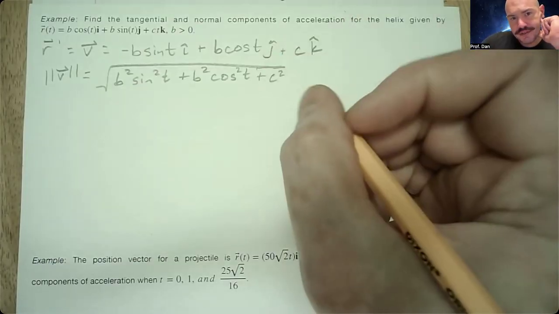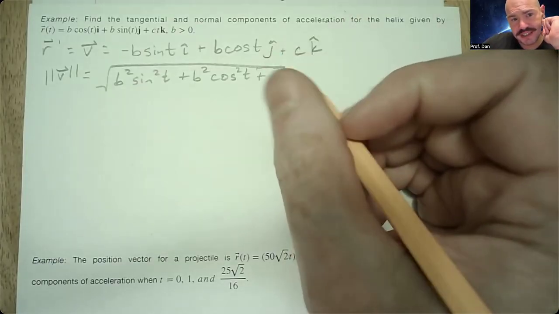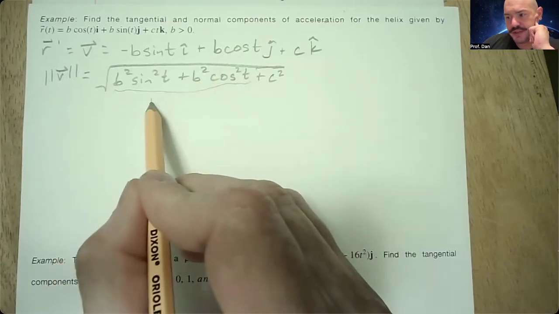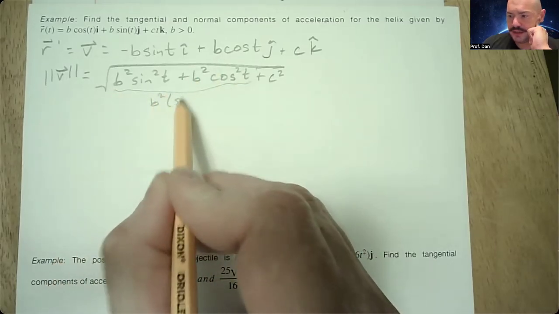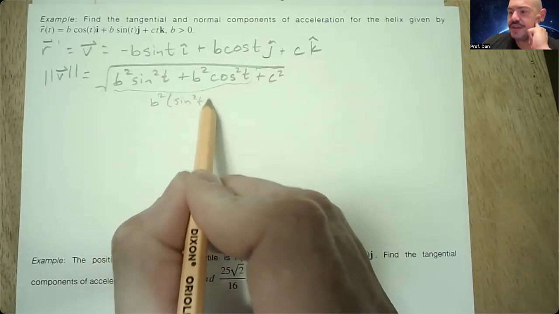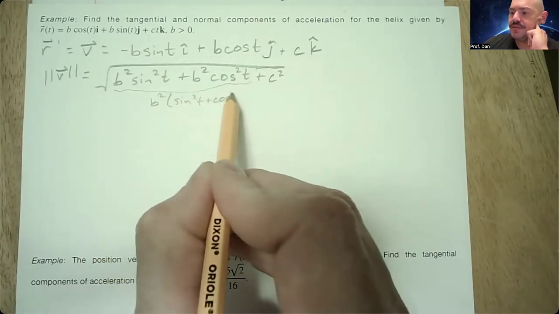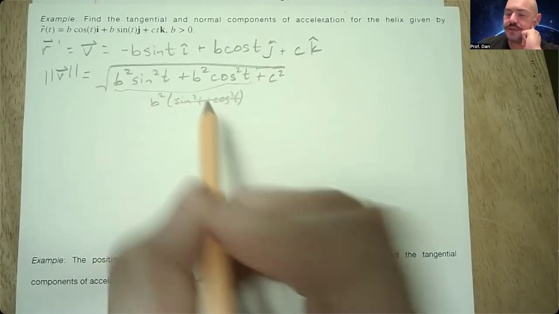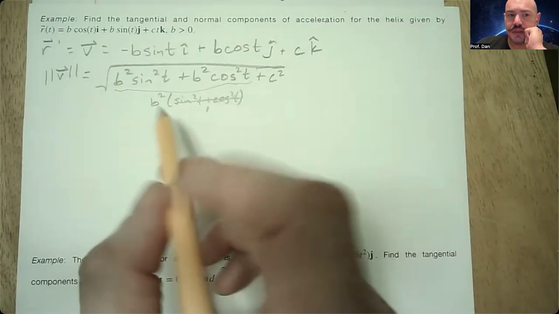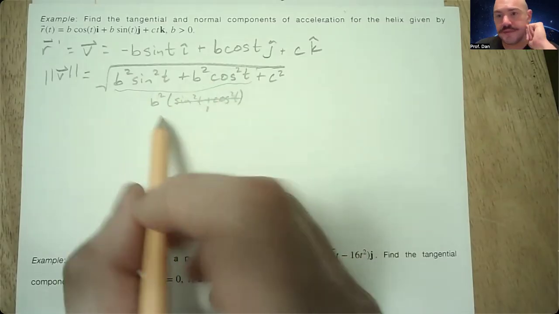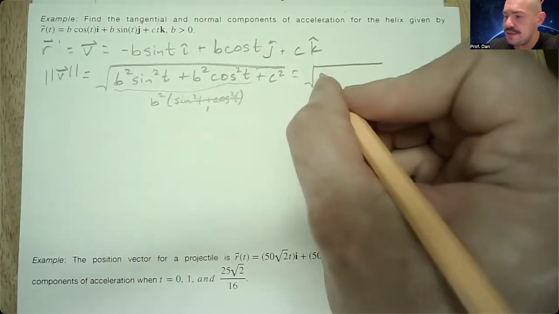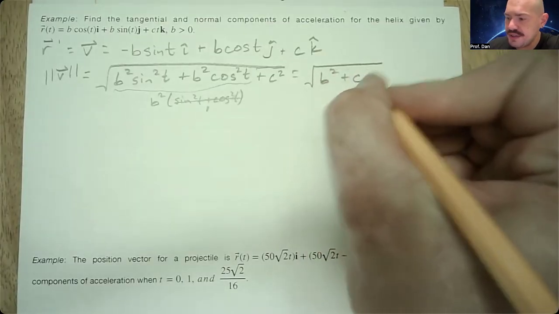We're going to have to use that trick again, that trig identity. Notice from these first 2 terms, you can factor out a b squared. You're going to leave behind sine squared t plus cosine squared t. And we know at this point emphatically that this is equal to 1. So these first 2 terms simplify to just b squared. So we get the square root of b squared plus c squared.